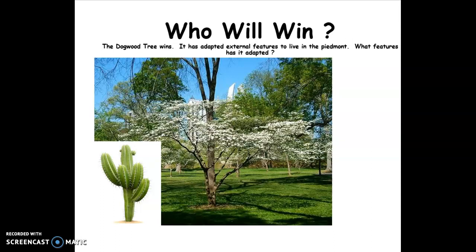The dogwood tree wins. It has adapted external features to live in the Piedmont. What features has it adapted? What did you jot down?